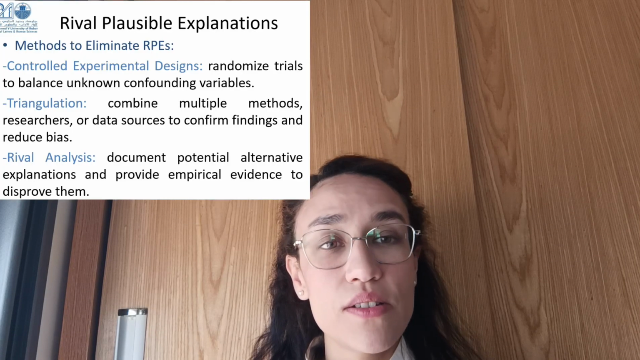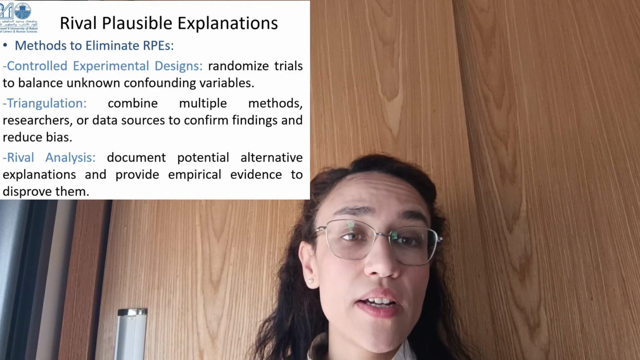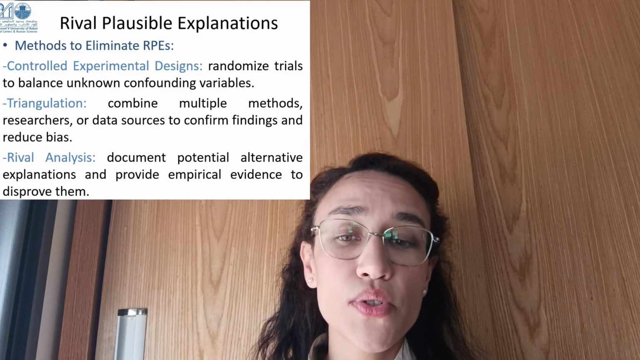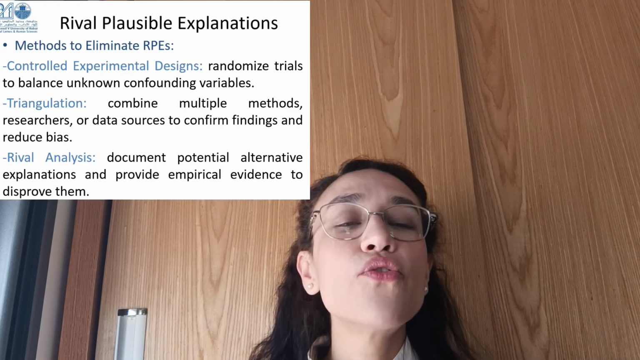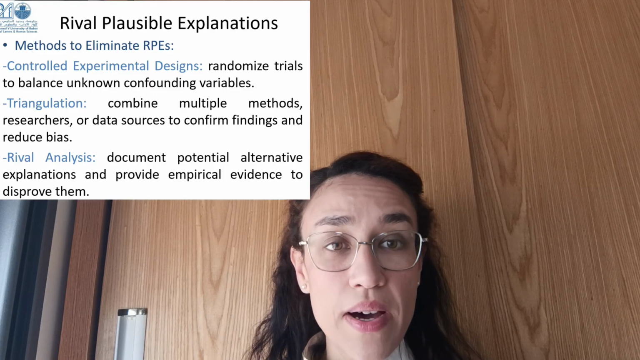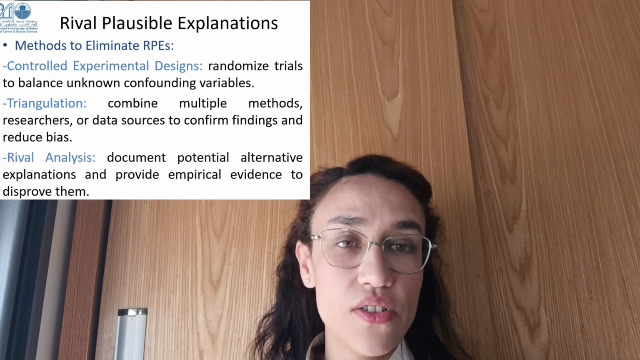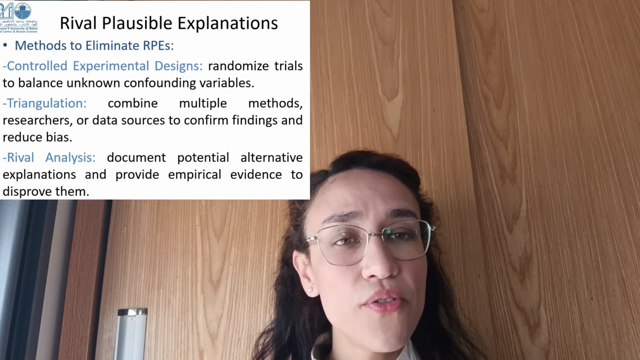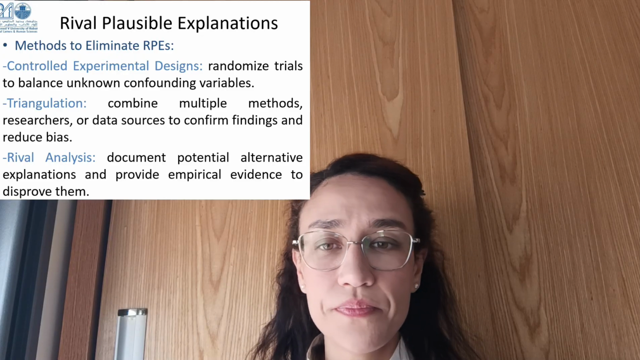There are, of course, methods to eliminate rival plausible explanations, such as randomizing trials to balance unknown confounding variables, or using triangulation, which is to combine multiple methods, researchers, or data sources to confirm findings and reduce bias. The researcher can also document potential alternative explanations and provide empirical evidence that disproves them.